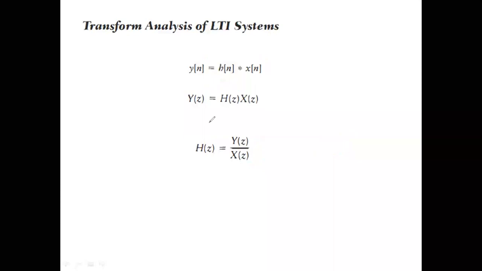So this H of z here is called the transfer function. What is the transfer function? The Z transform of the output divided by the Z transform of the input. And what utility does it give? Why are we interested in the transfer function? You might have seen a similar transfer function, H of s, but that exists only in the Laplace transform.